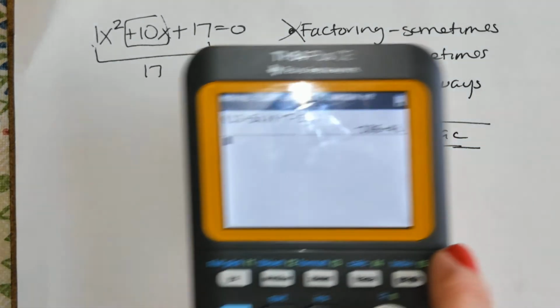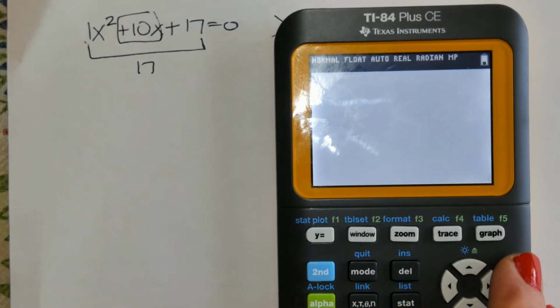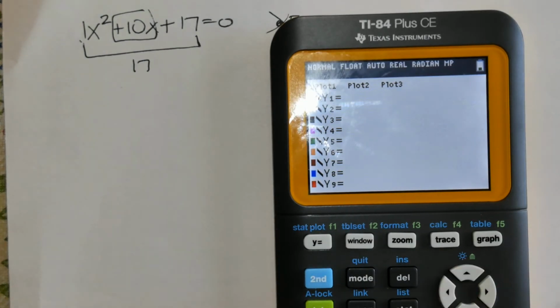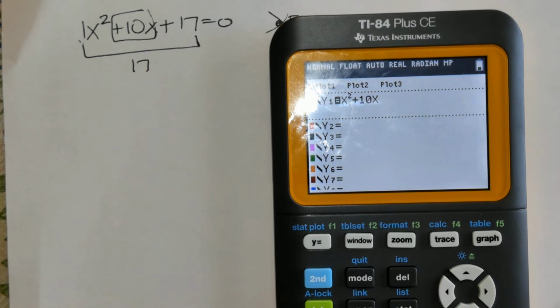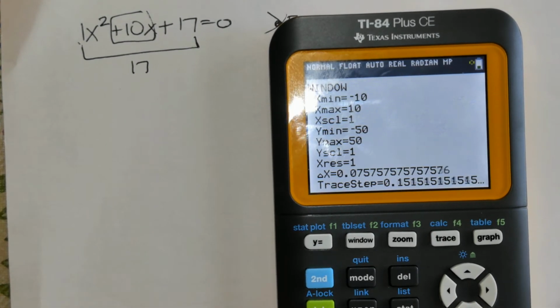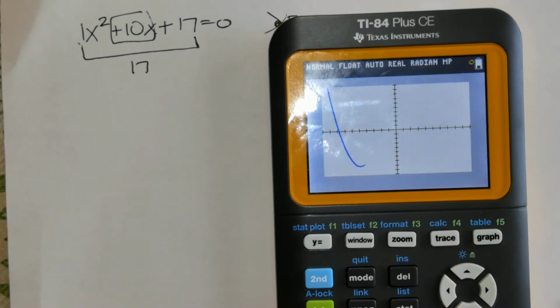Now I just want to show you how graphing works. You're going to understand that if it's not factorable here, we're not going to do the graphing, but let's show it. So grab your graphing calculator and let's type it in. X squared plus 10x plus 17. I do want to make sure that my windows from the previous problem are not going to impact this.